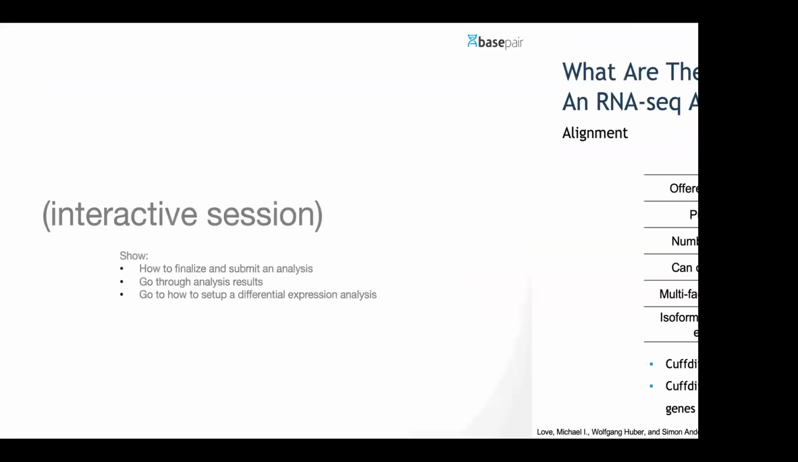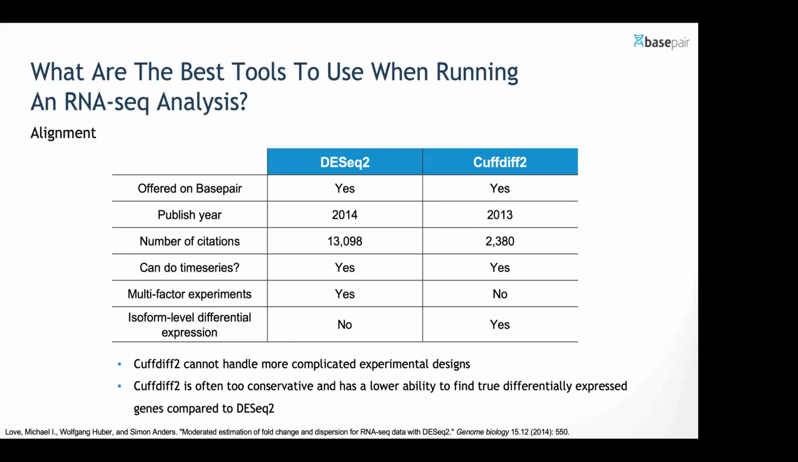So then, on to differential expression. Here's another simple table showing the two tools that we offer, DESeq2 and Cuffdiff2, when they were published, and how many citations they have. As you can see clearly, DESeq2 is a very, very popular tool, and it is something we recommend that you use. But we have Cuffdiff2 on our site because some people have requested it, so it's available there to use if you want.